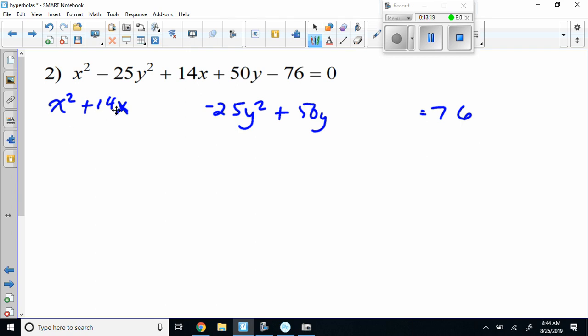Anybody know what I can do right here right off the bat? I can complete the square right off the bat on this one, right? I don't have to worry about factoring anything out because this is a positive 1. But just for general purposes and to keep everything straight, I'm going to break it down and do this, right?